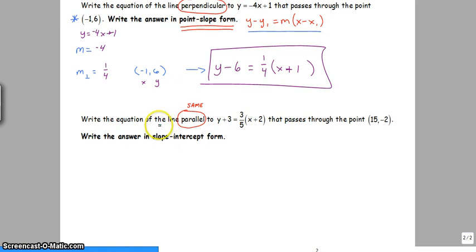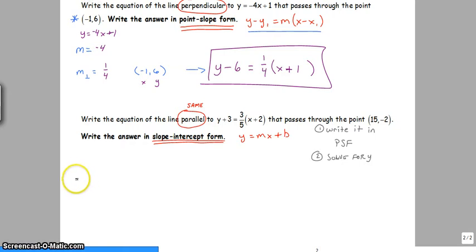The next most important piece of information here is the form they want you to write this in. Slope-intercept form. That's y equals mx plus b. Right away I should know that I need to do this in 2 steps. If I have to write it in slope-intercept form, I have two steps. First, write it in point-slope form. The second step is solve for y. Solving for y is what puts this into slope-intercept form for us.